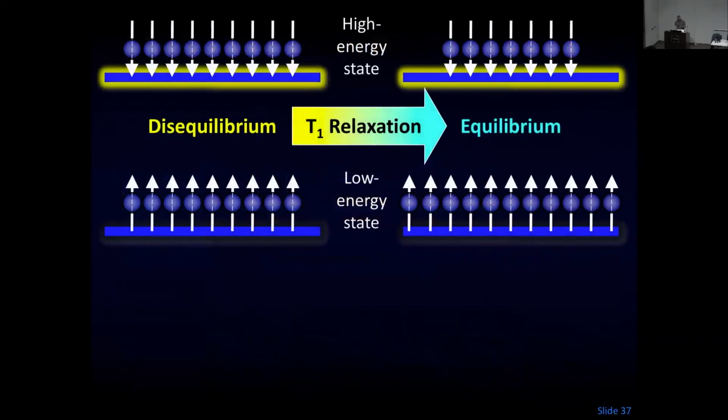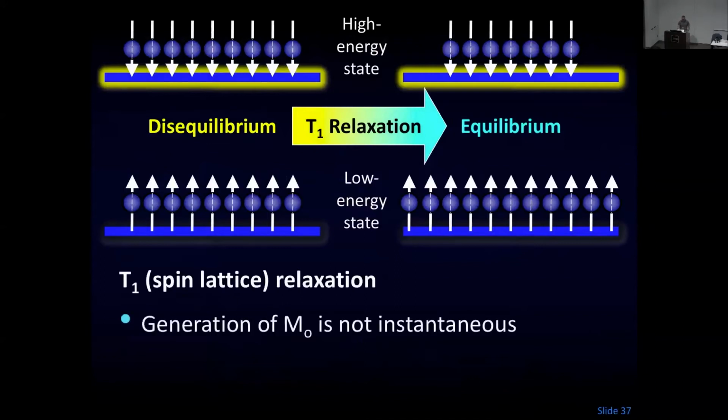So showing again the same thing, we start in disequilibrium on the left. We then go to equilibrium on the right. And this does not occur instantaneously. This takes a little bit of time to occur, and that time is governed by something known as T1 relaxation. So T1 relaxation is the process of spins going from a high energy disequilibrium to an equilibrium state. And because energy is released to the lattice, this is sometimes known as spin lattice relaxation. It's also known as T1 relaxation.